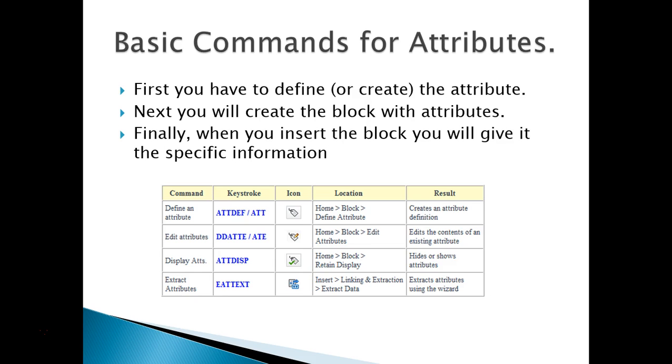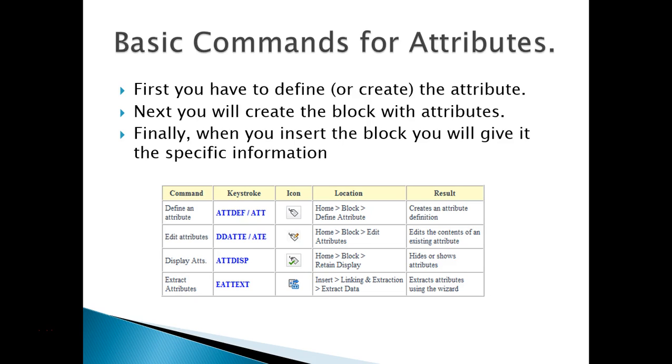There are some basic commands for attributes. So first you have to draw the thing that you want to be a block. Then you define or create the attributes that are going to be attached to that block, and then you create the block altogether, including the attributes, which you do have to click in the order that you want them to show up. Finally, when you insert the block, it's going to ask you if you want to use the default answers that you gave, or if you want to put in new answers.